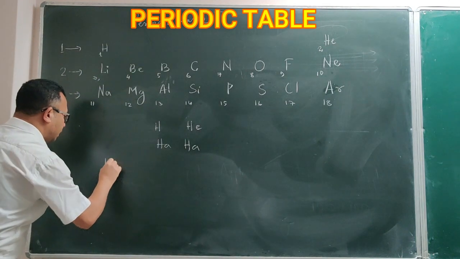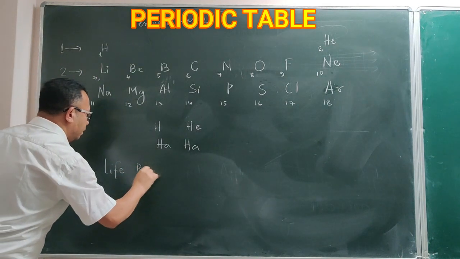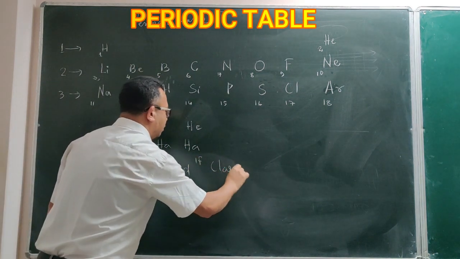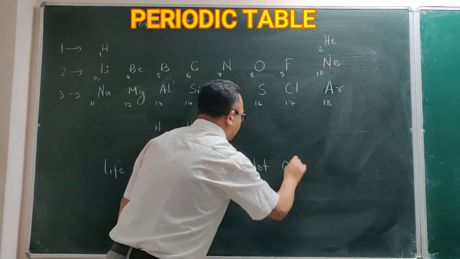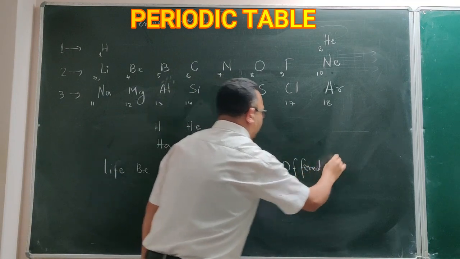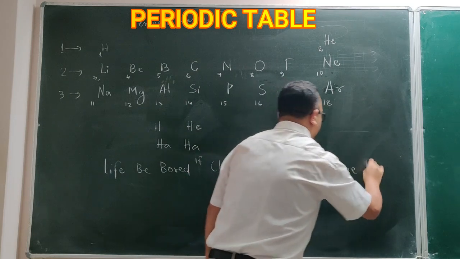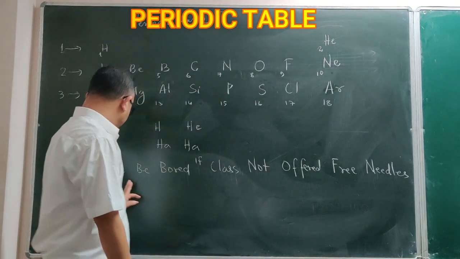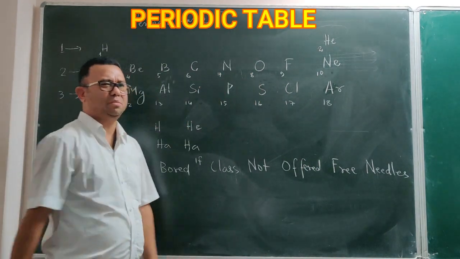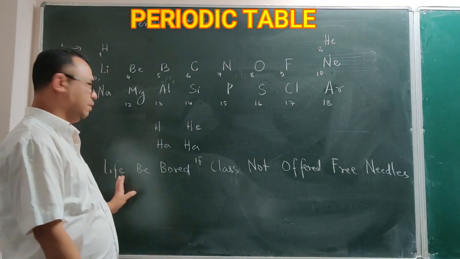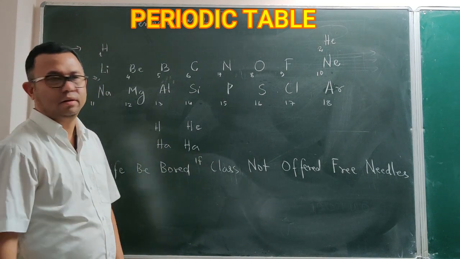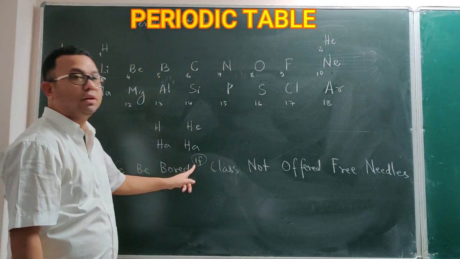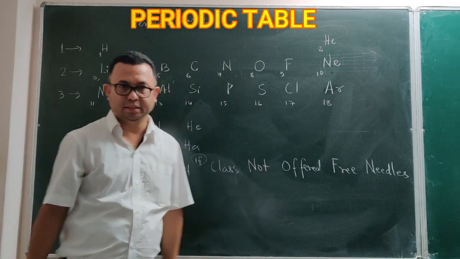I am going to write one sentence: Life be bored if class not offered free needles. Now if you ask me, sir, what is this? Life be bored. Okay, your life is very boring. If you like, life will be very, very boring. I am writing 'if' a little above, as you can see, because there is no such word in the element sequence, but I am writing it so that the continuity of the sentence is maintained.